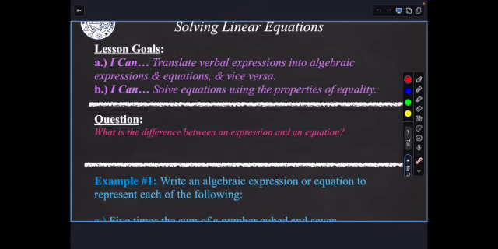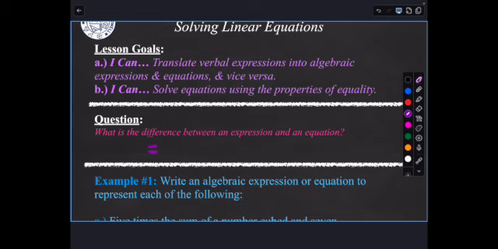What is the difference between an expression and an equation? Because both of these appear in mathematics. So the main difference between the two is this symbol right here. That is an equal to symbol. The main difference is an expression does not have an equals to. It's not really solving for something. It's expressing something. It's not really a solution.